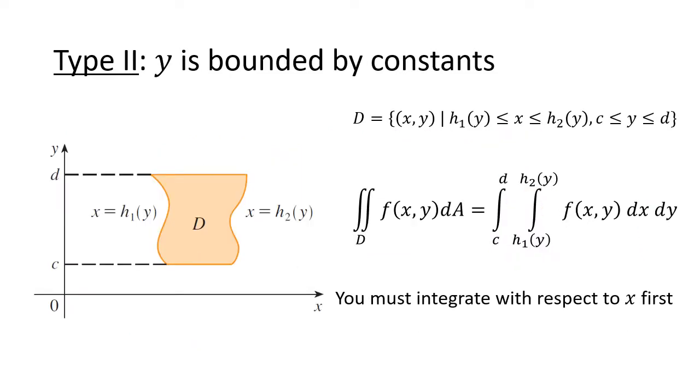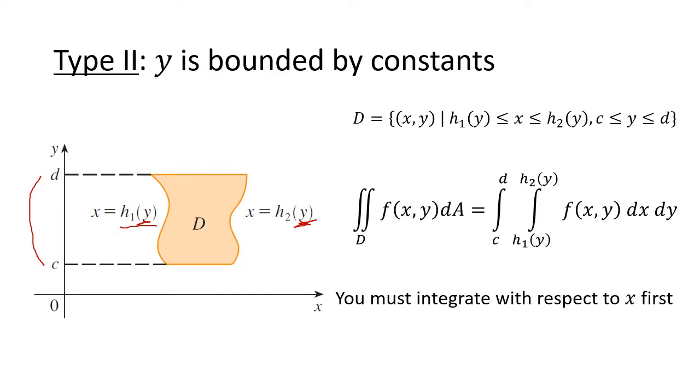Now, type 2 is the same idea, but flipped. On a type 2, now we have y being bounded by constants, and my x is bounded by functions. The thing you want to be really careful about, and this is a place where it's very common to make mistakes, not because it's necessarily difficult but because it's different, is that we typically don't write our functions in terms of y. In this case, my x is bounded by functions of y. That means the variable of these functions is y.